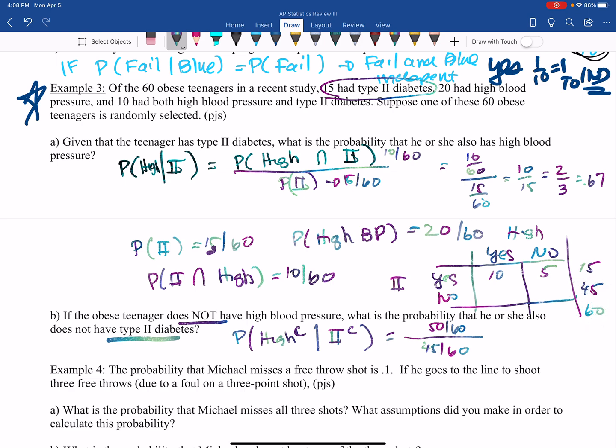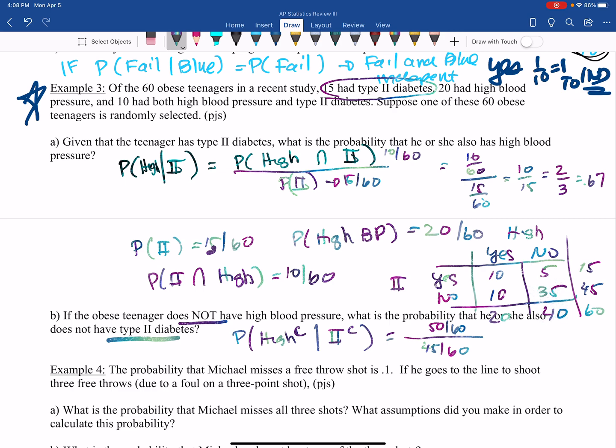Okay, and then the rest here is going to be, what else do we have? We have high blood pressure and both is 10. We have high blood pressure is 20, so yes, high blood pressure is 20. So that's got to be 10, and that's got to be 35. There we go, 40, and that matches up.